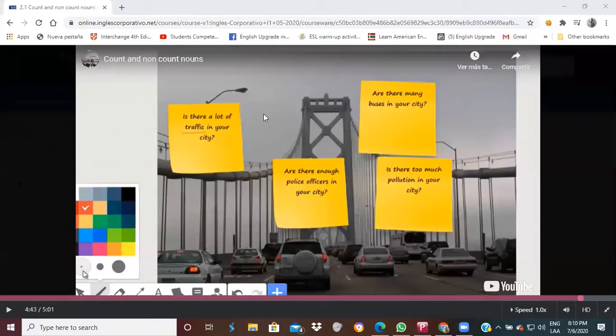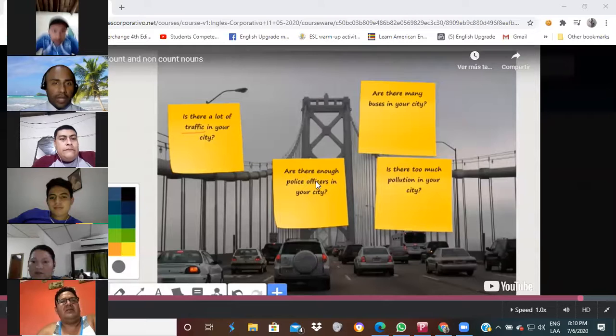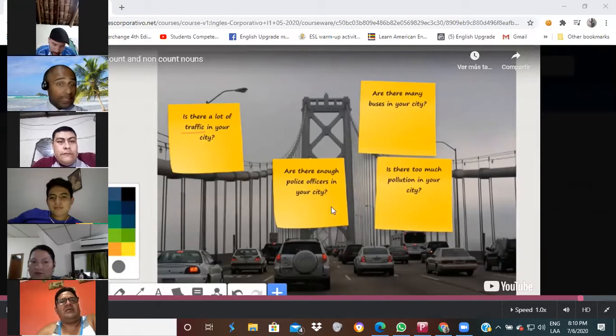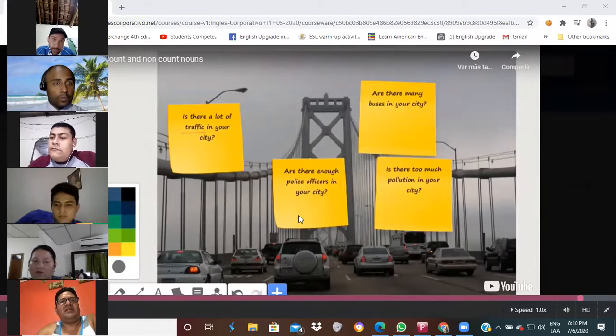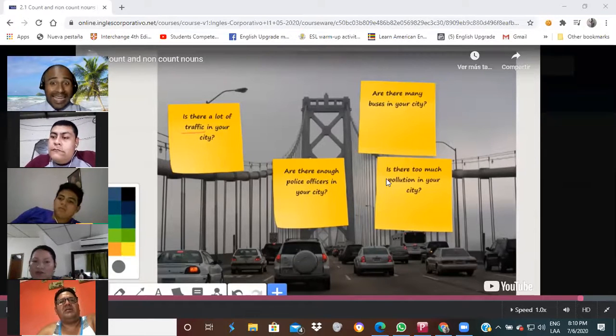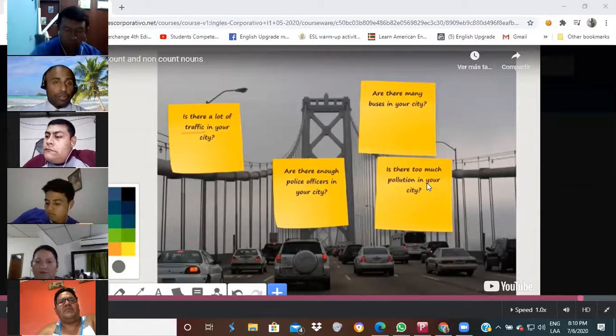We're going to practice this. Repeat, please. Is there a lot of traffic in your city? Are there enough police officers in your city? Are there many buses in your city? Is there too much pollution in your city?